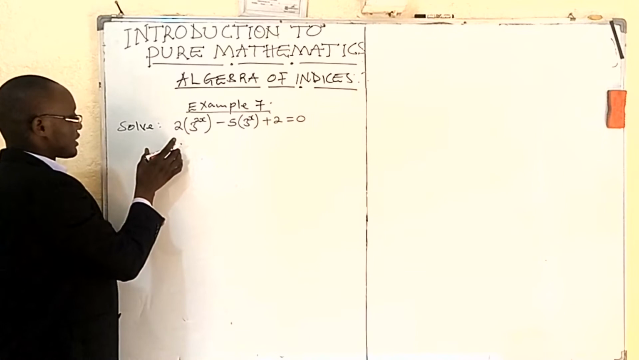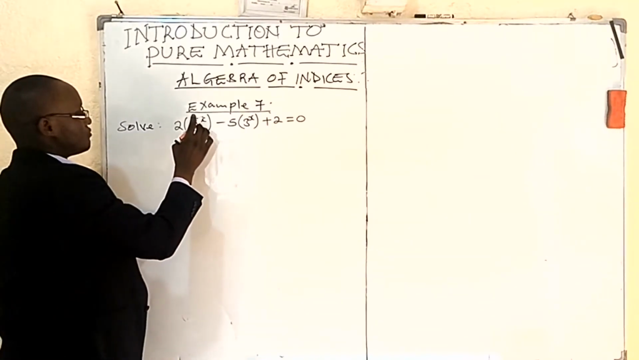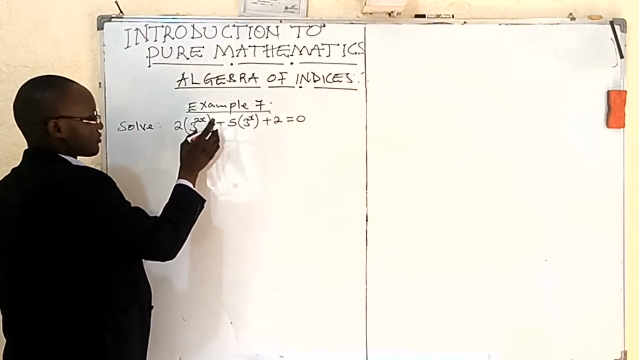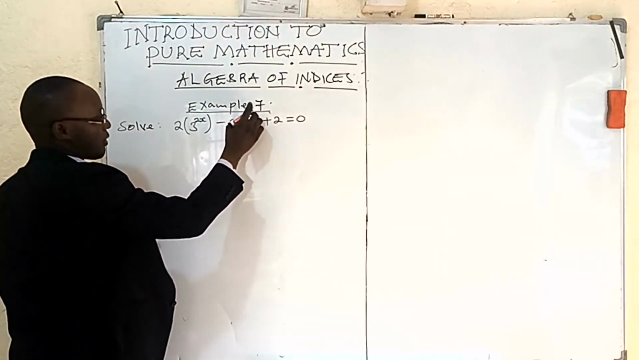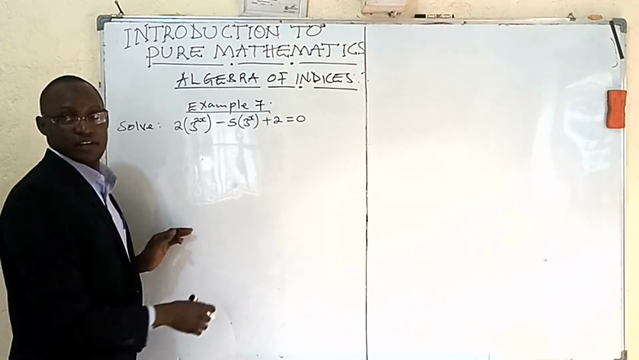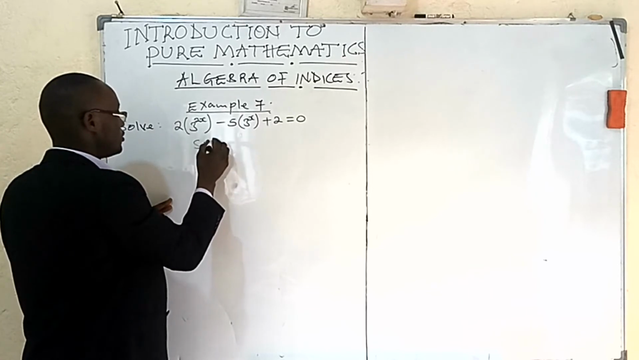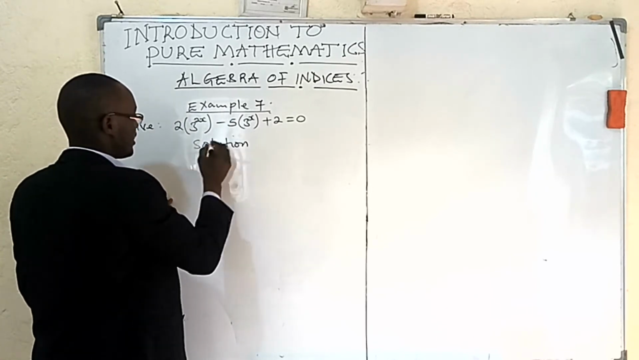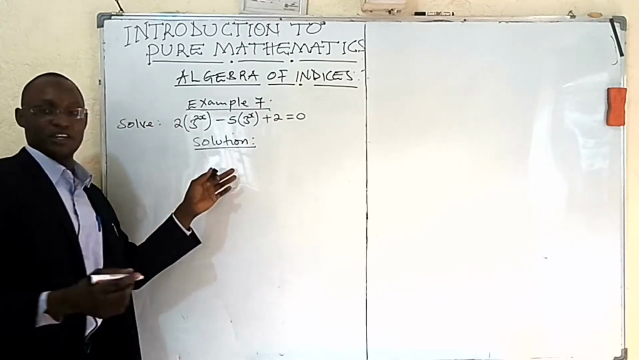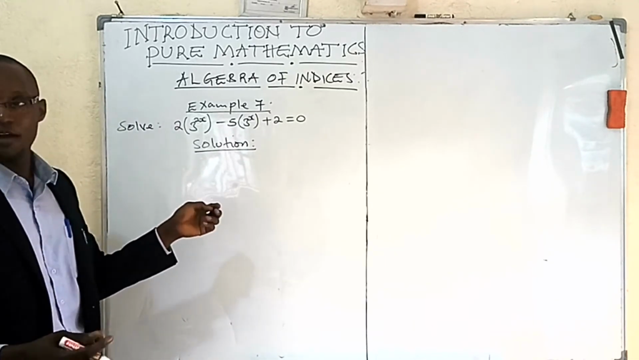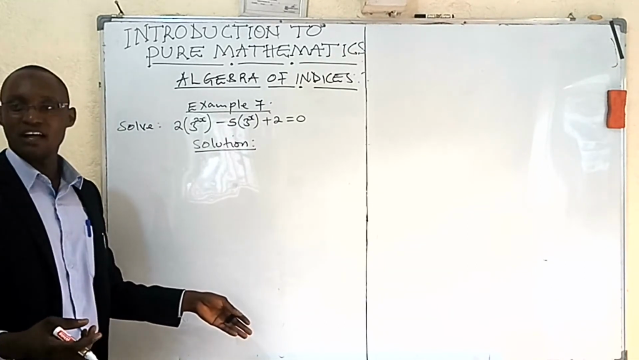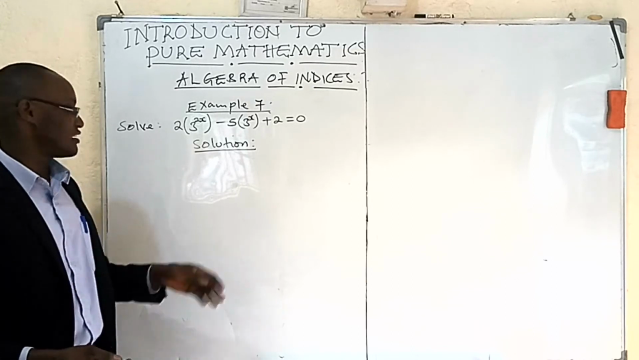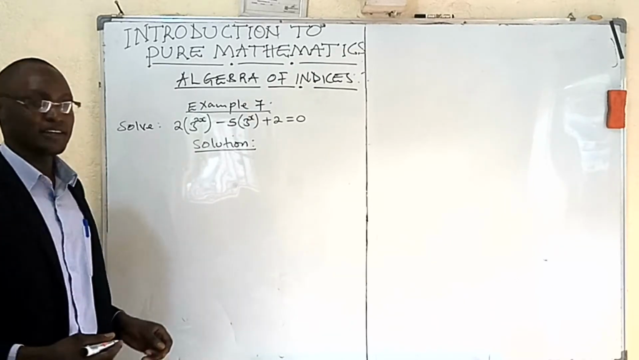So the examiner is telling us to solve 2 bracket 3 power 2x brackets minus 5 bracket 3 power x brackets plus 2 is equal to 0. So in the solution, we shall come and say, hope people can pause me, even those who are watching me as a recorded teacher, pause. First work out your answer, then resume the video and see whether what we have worked out is correct.